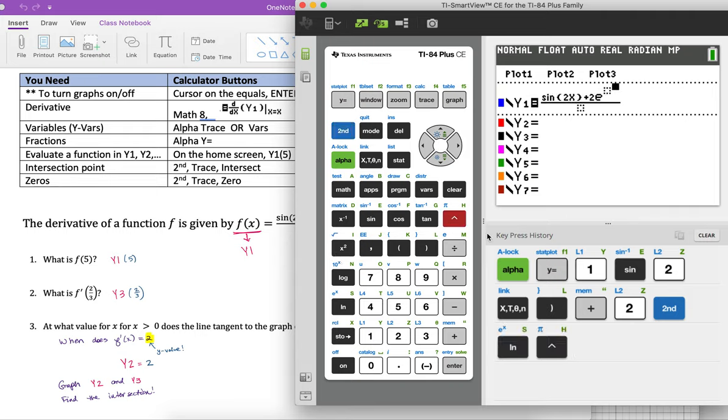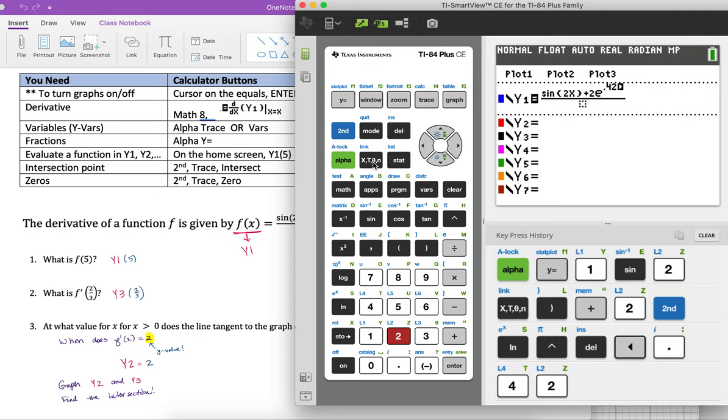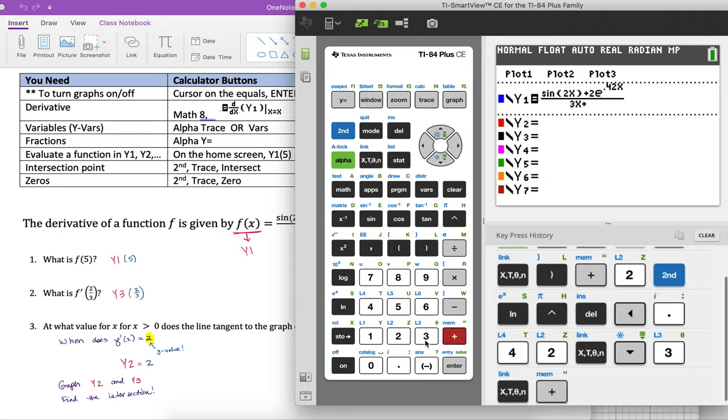To the, oops. And if you ever mess up, you can delete or insert. I love the delete button. And it is 0.42x. That's my numerator. To get the denominator, I just hit the down arrow. And in the denominator, I have 3x plus 11. So 3x plus 11. And so that is my function.